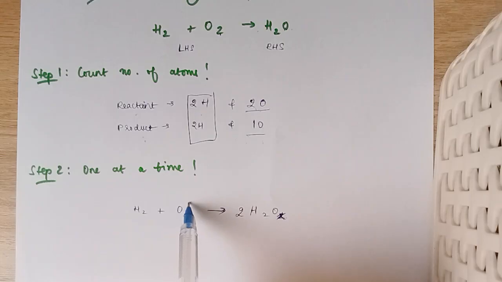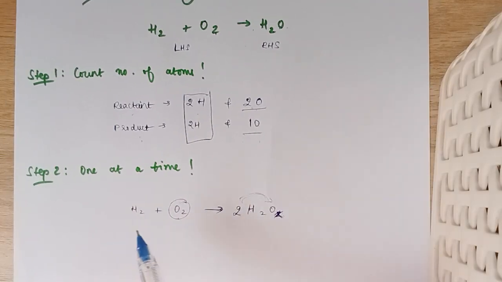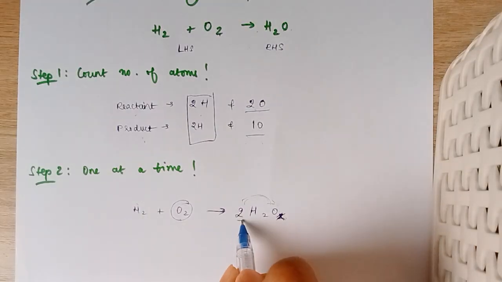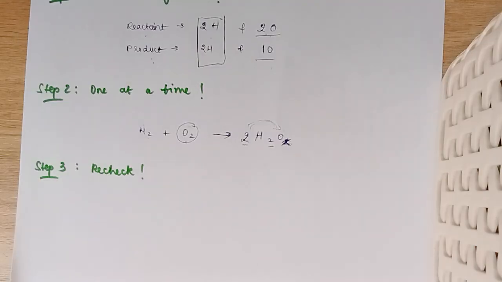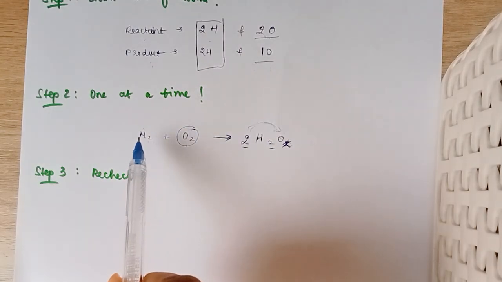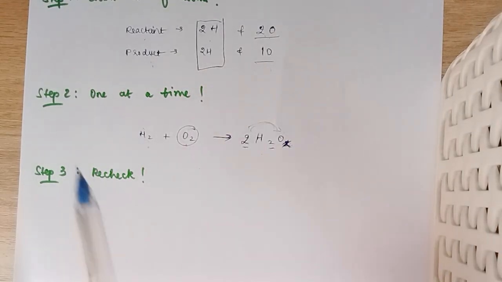Now when you look, there are 2 oxygens on the reactant side and 2 oxygens, see, 2 into O, on the product side. But when you look at hydrogen, you see that there are 2 hydrogens here and 2 into 2, that is 4 hydrogens, on this side. And that is when our third step comes in, rechecking. So when we recheck the equation, we find there are 2 hydrogens on this side and 4 on this side. So right now the hydrogen is mixed up.